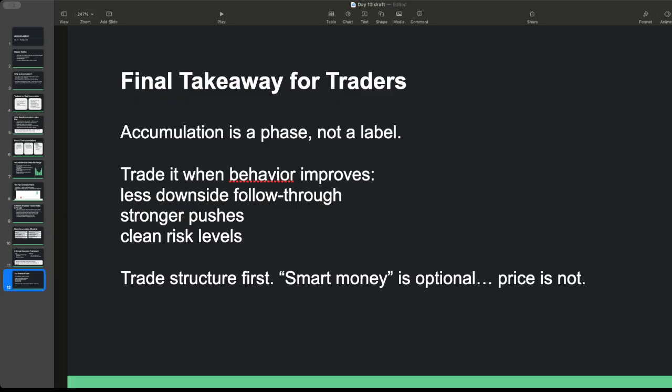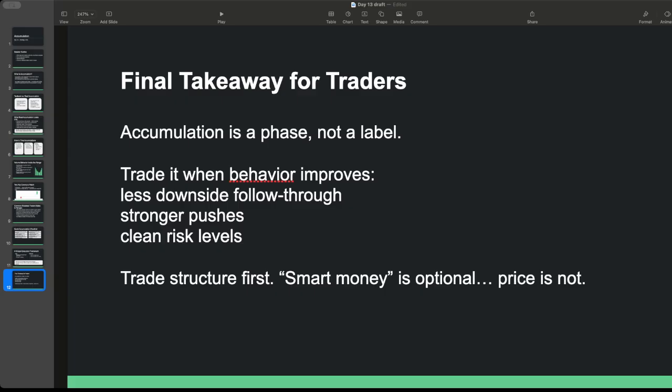Final takeaway: accumulation is a phase, not a label. It's not a setup, right? It's not just that accumulation means buy. No, accumulation is something that you want to use as context and start to understand what price is actually doing before waiting for some sort of pattern or some sort of momentum trade to set up at the base highs, right? Trade when behavior improves, right?